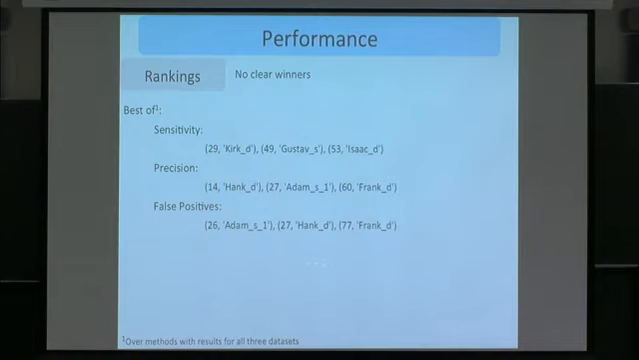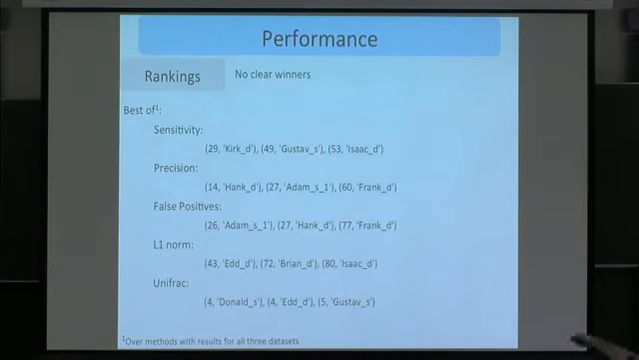That makes intuitive sense. You get a trade-off between false positive precision versus sensitivity, because notice none of these methods show up over here. Then we wanted abundances, like L1 norm and UniFrac. Ed, Brian, Isaac, Donald, Ed, Gustav. Ed shows up in both of these right here. Ed does a really good job of getting relative abundances. None of these show up anywhere over here.